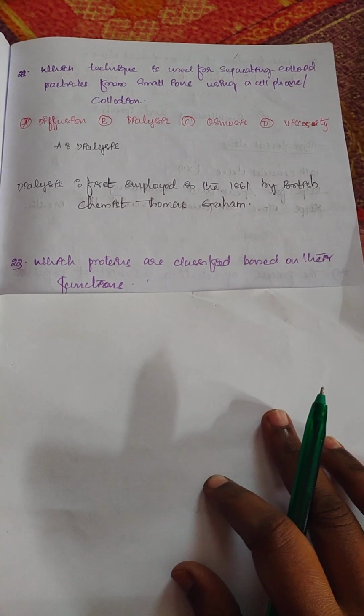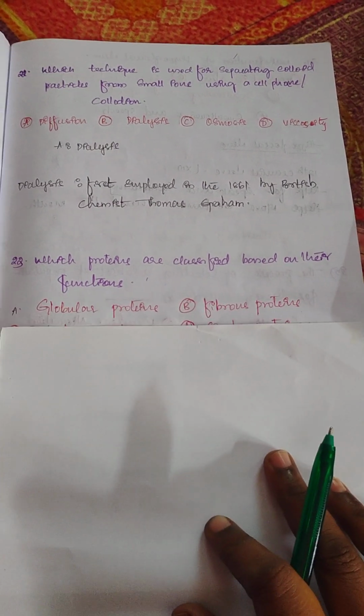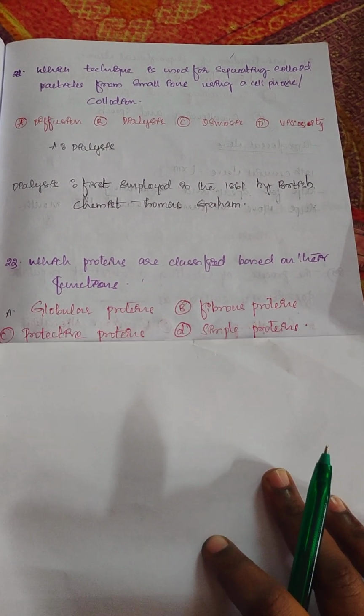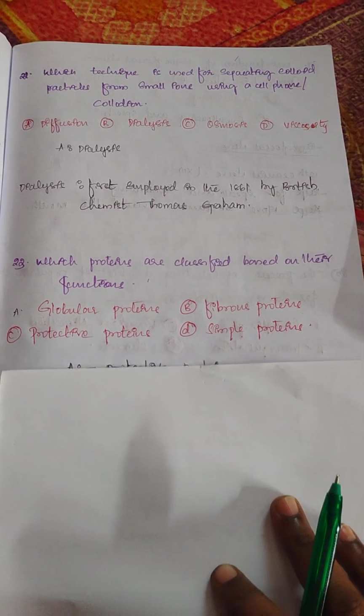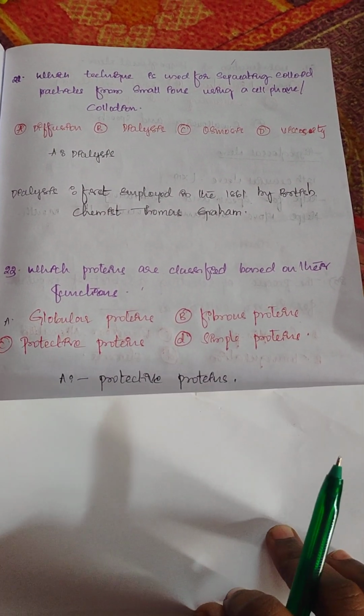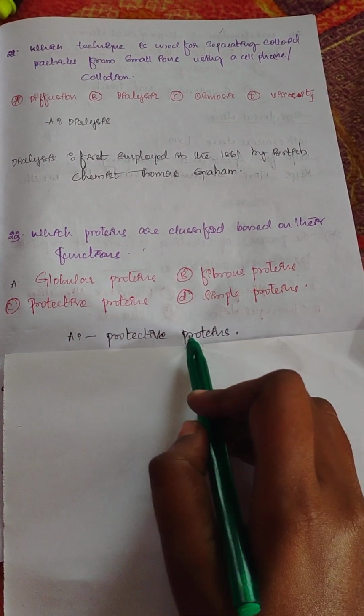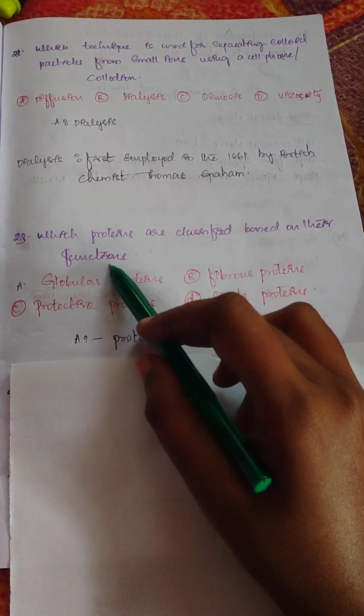Okay, then which proteins are classified based on their functions? Here you have the options: globular proteins, fibrous proteins, protective proteins, simple proteins. And the answer is protective proteins. Protective proteins are classified based on their function.